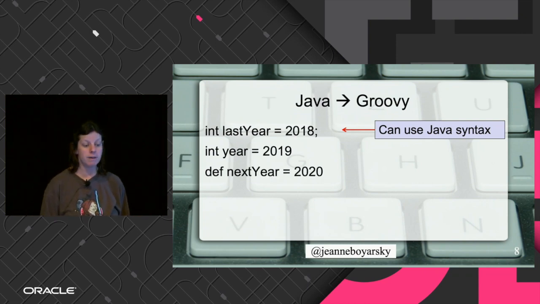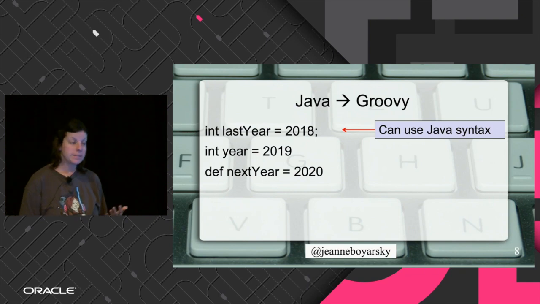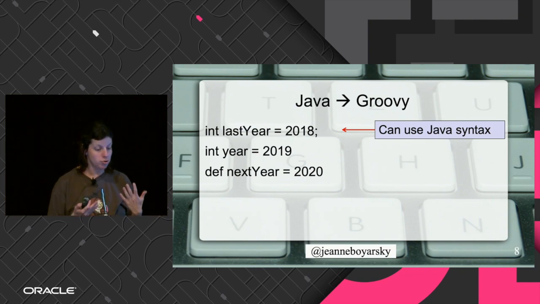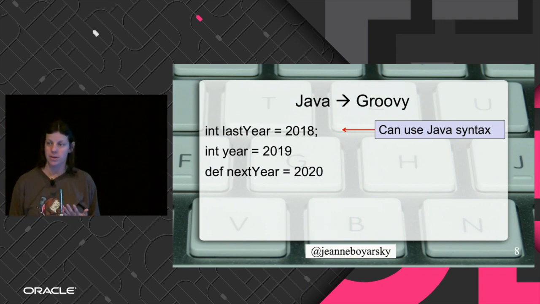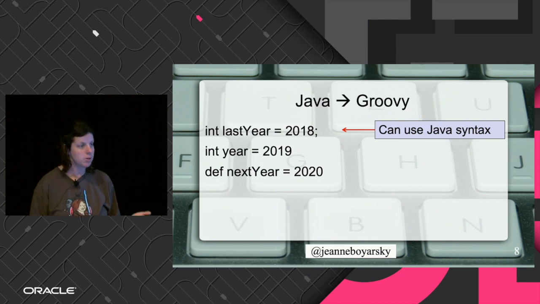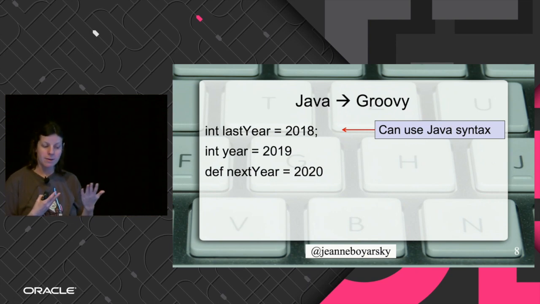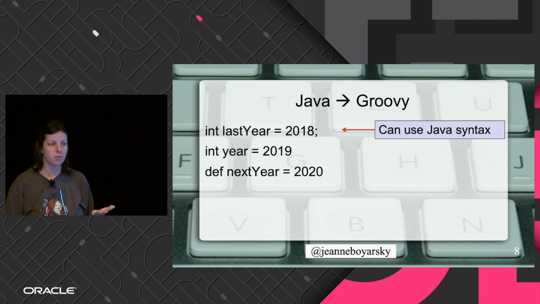You can also use def instead of the type. It's not like var. Def is a true scripting language def. You can decide later in your program that next year is a string or a Boolean or whatever you want it to be. Please don't. That's a bit confusing, but you can. And with int, there's really no point. Def is still 3 characters.